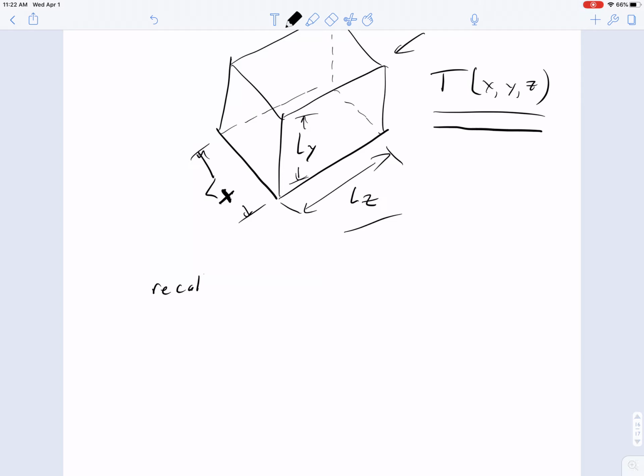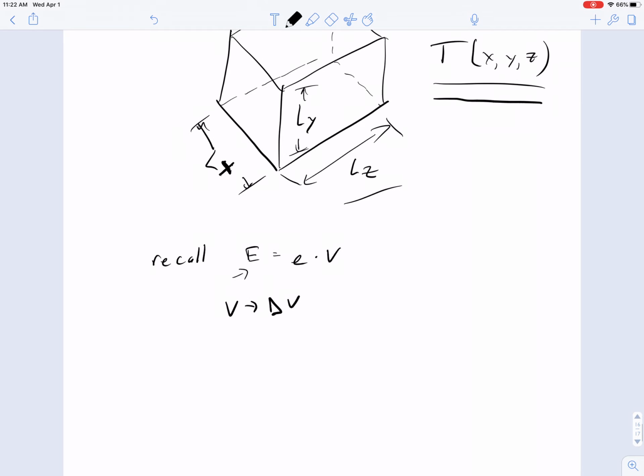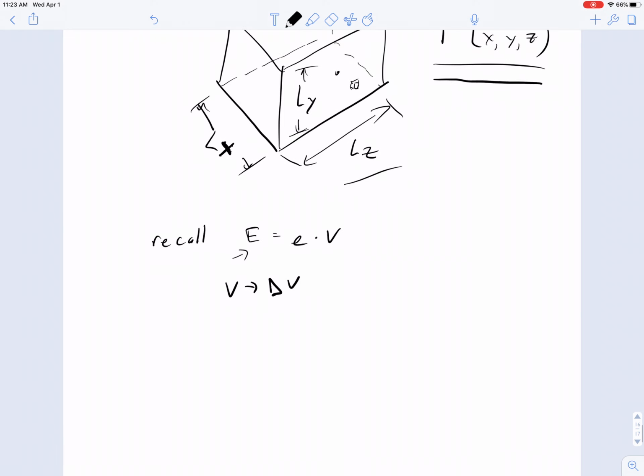So recall that total energy is equal to, I'm just going to use E because it could be enthalpy or internal energy, equals some energy density times the volume. Here we're going to have V go to a very small incremental volume because we're going to consider this thing as a bunch of little tiny pieces all summed together that gives us the total energy in the system.